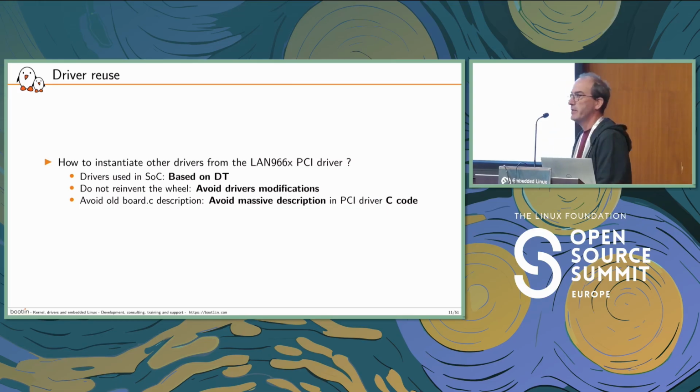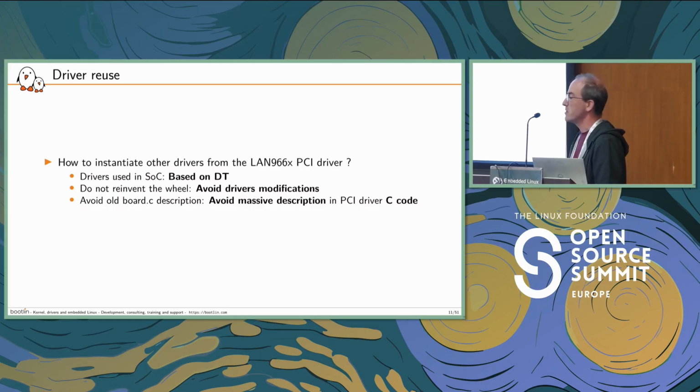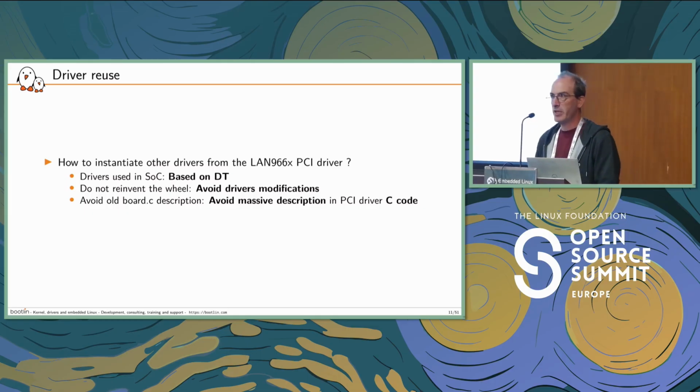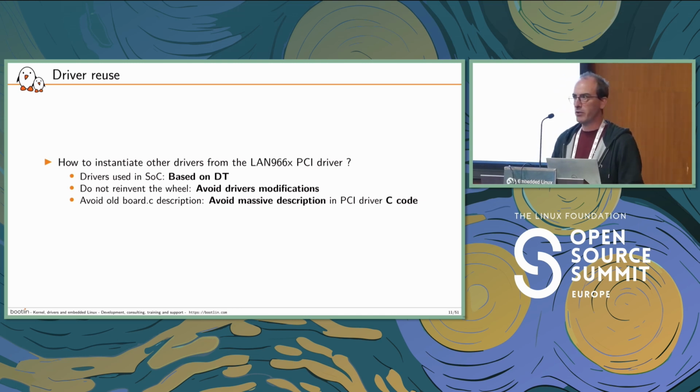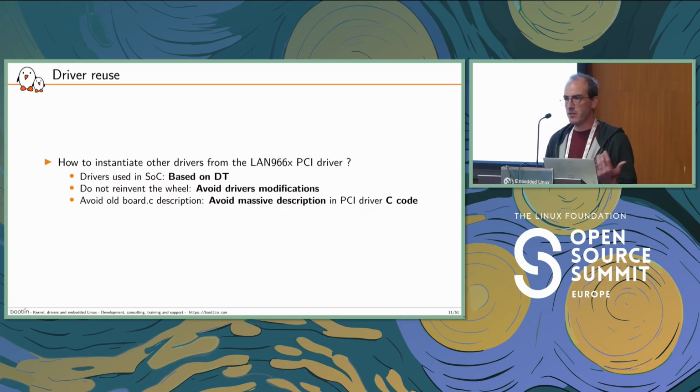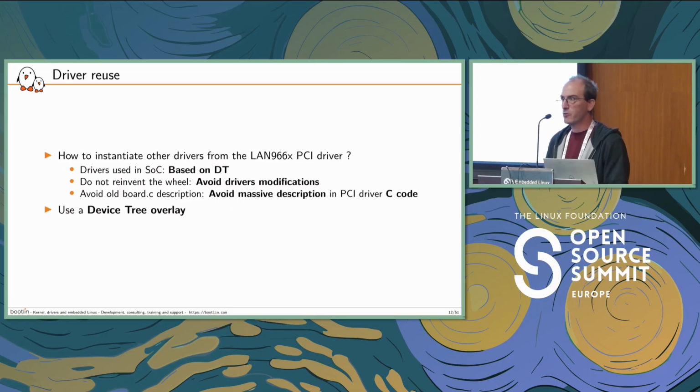So the drivers, as I already said, are used in the SoC, so they're based on a device tree description. On our side, we don't want to reinvent the wheel. We don't want to modify existing drivers to adapt them to our case. And we don't want to have a massive description of interconnection or dependency between drivers directly in C code in our driver. So what makes sense is to use a device tree overlay.